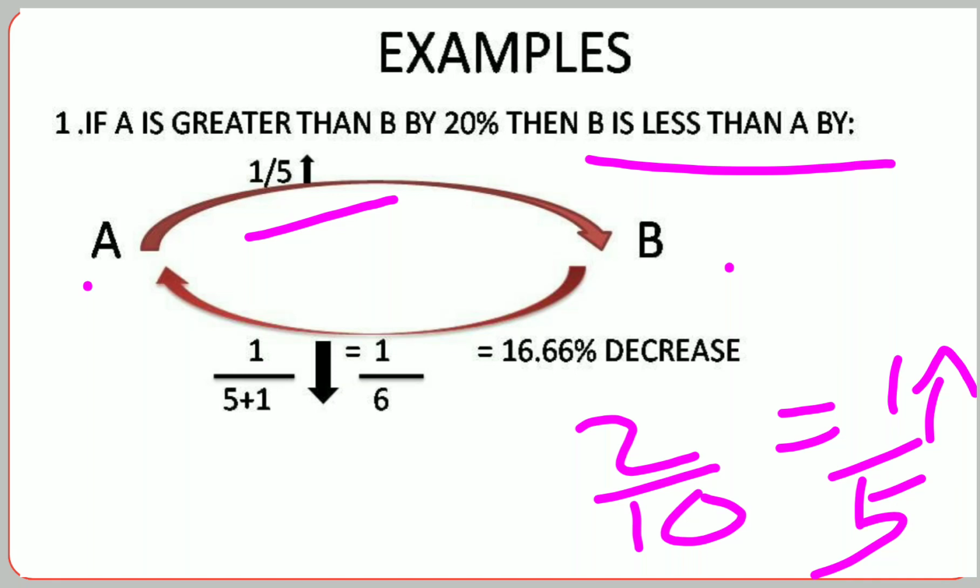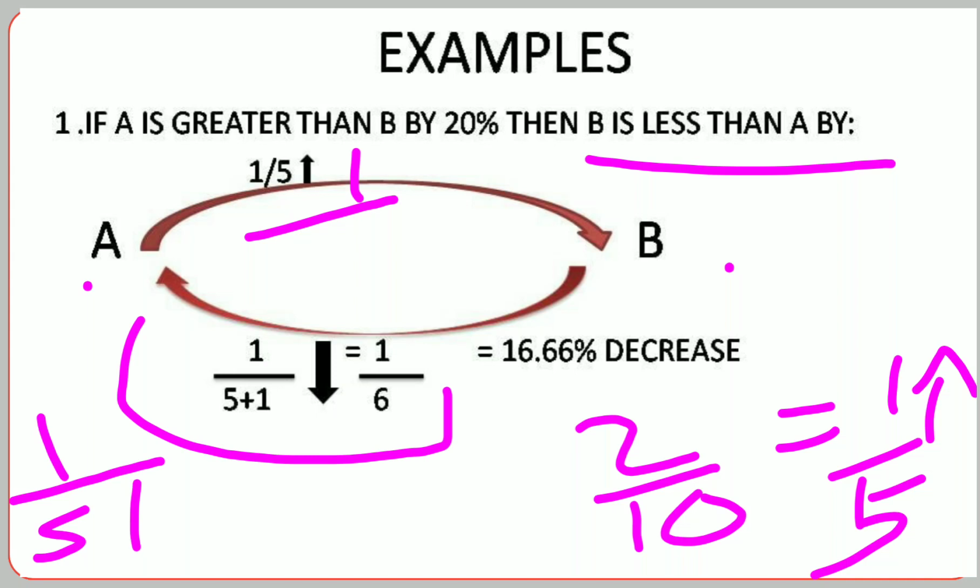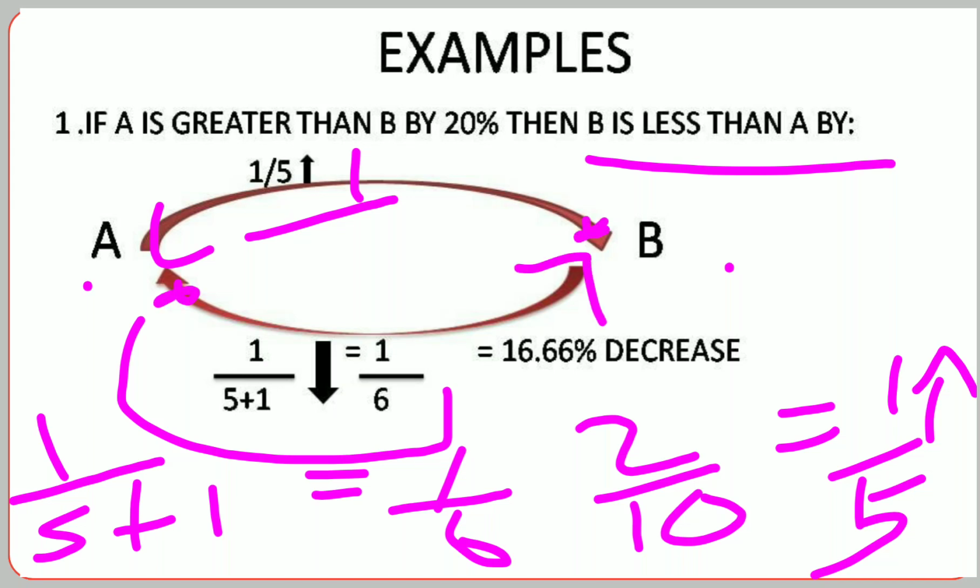So by what percentage is B less than A? Here it is increasing. So correspondingly it is less by 1 by 5 plus 1, which is equal to 1 by 6, right? And we know 1 by 6 is equal to 16.66%, right? So B is less than A by 16.66%. I have marked these arrows on the wrong side. These are the actual arrows, right?